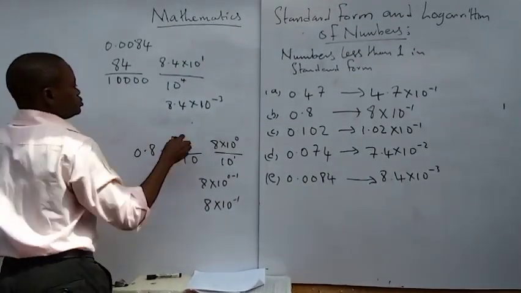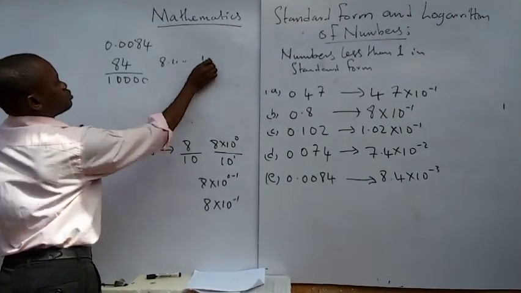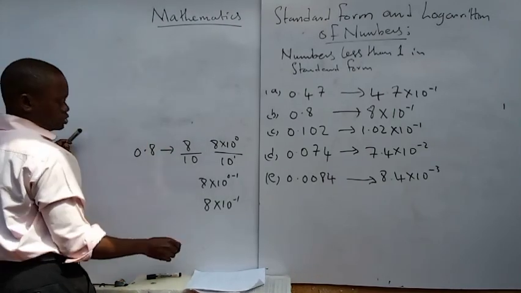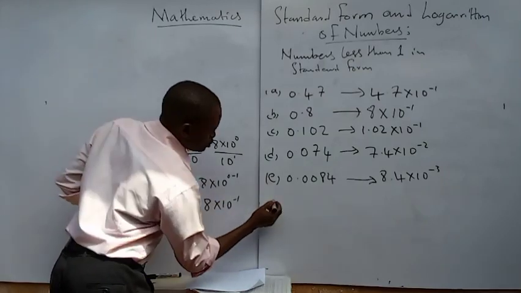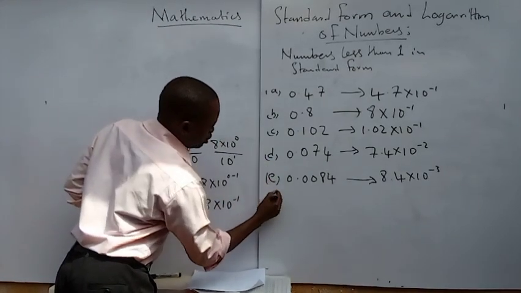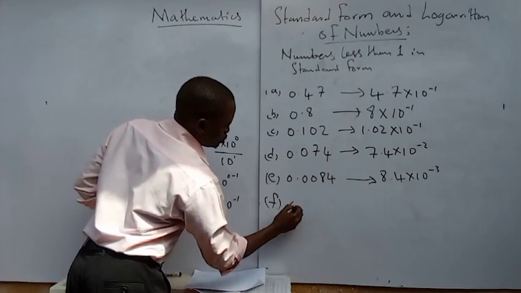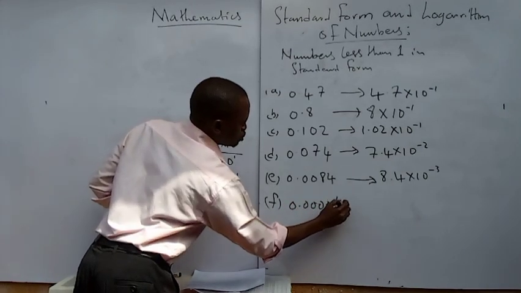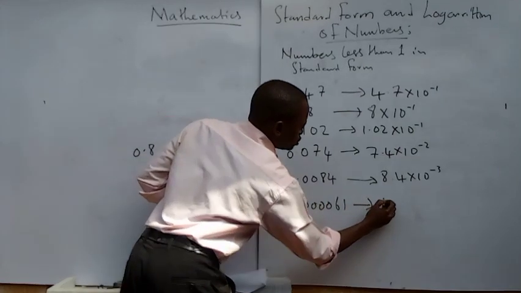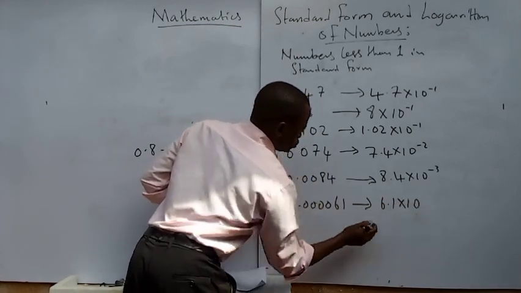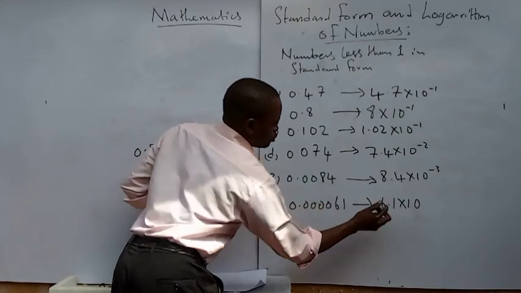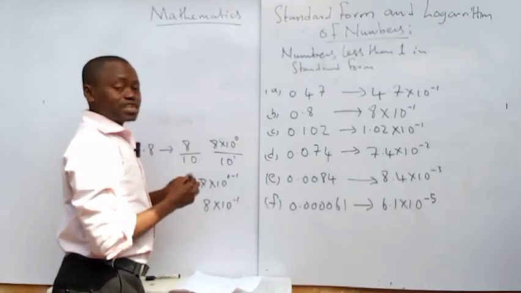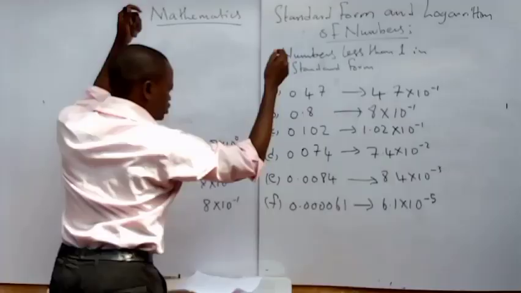What is my conclusion? Where am I heading to? Where I'm heading to is that when you have something like 0.0000, let's say 61, this thing is the same thing as 6.1 times 10 raised to power minus 5, because of 1, 2, 3, 4, 5. That's the simple explanation as fast as possible. I'm sure you will take that.